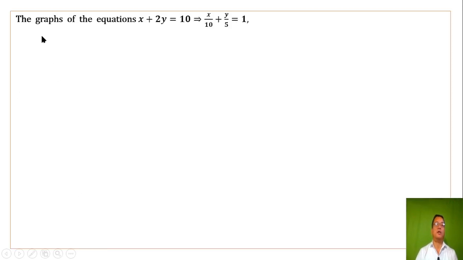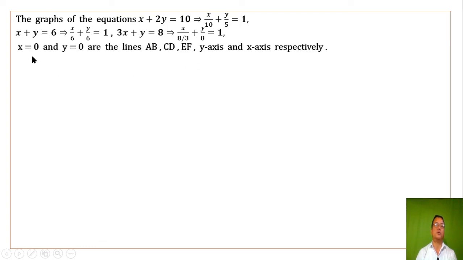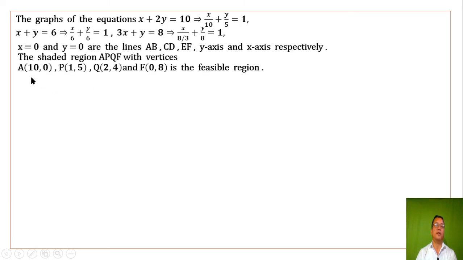We have formulated. The graphs of the equation x plus twice y equal to 10, that is x by 10 plus y by 5 equal to 1. x plus y equal to 6, that is x by 6 plus y by 6 equal to 1. Thrice x plus y equal to 8, that is x by 8 by 3 plus y by 8 equal to 1. x equal to 0 and y equal to 0 are the lines A, B, C, D, E, F, y-axis and x-axis respectively. The shaded region A, P, Q, F with vertices A (10, 0), P (1, 5), Q (2, 4), F (0, 8) is the feasible region.